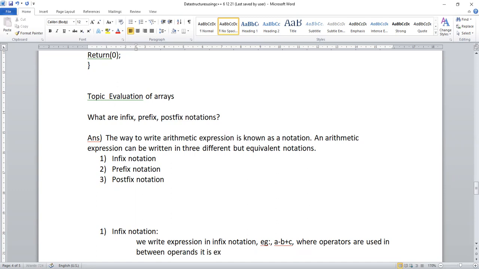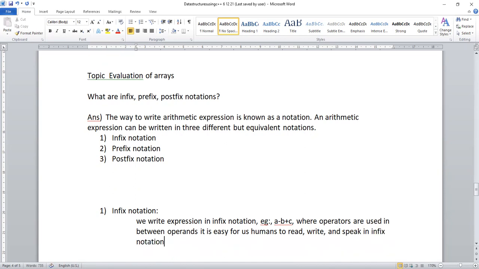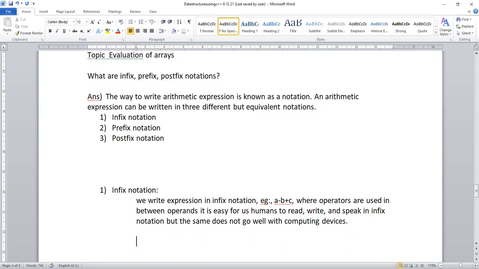Okay. It is easy for humans to read, write, and speak in infix notation. Okay. But the same does not go well with computing devices. Okay, that is infix notation.